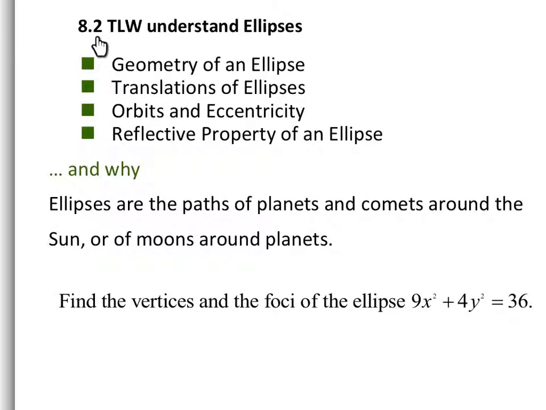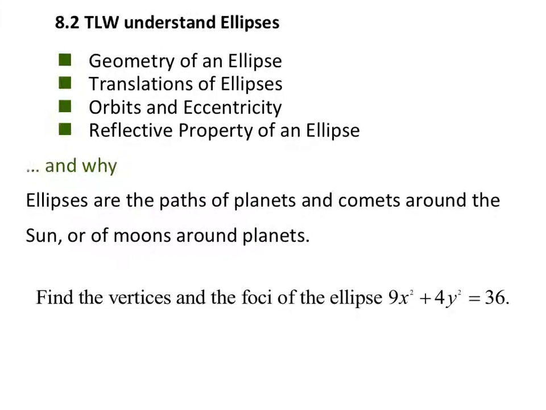Alright guys, today's goal: the learner will understand ellipses. We're going to look at the geometry of the ellipse, the translation of ellipses, orbits and eccentricity, and the reflective property of an ellipse, and why ellipses are the paths of planets and comets around the sun or moons around planets. Okay? So let's take a look.